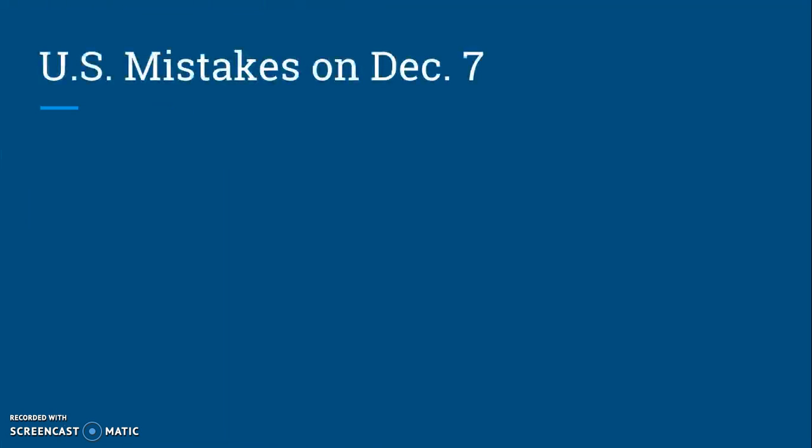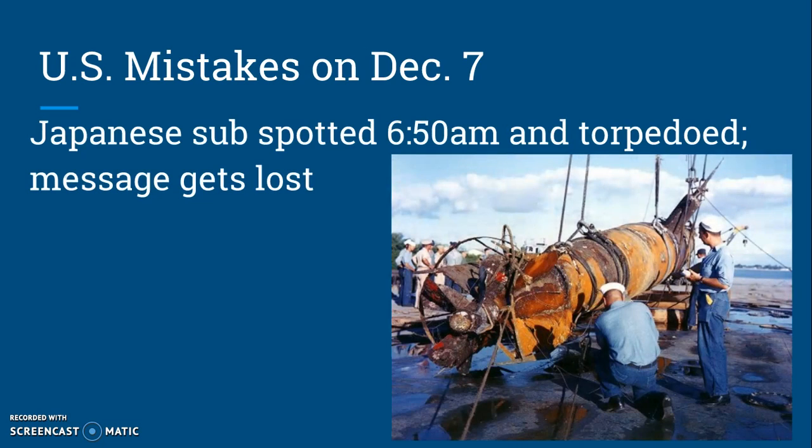Some U.S. mistakes on December 7th. About an hour before the attack, a Japanese submarine was spotted and torpedoed near Pearl Harbor. This message was then sent to headquarters, but it never arrived, got lost. It would have at least had members at the base suspicious and more alert if something were to happen, and maybe we would have loaded the planes up or unlocked the ammunition.